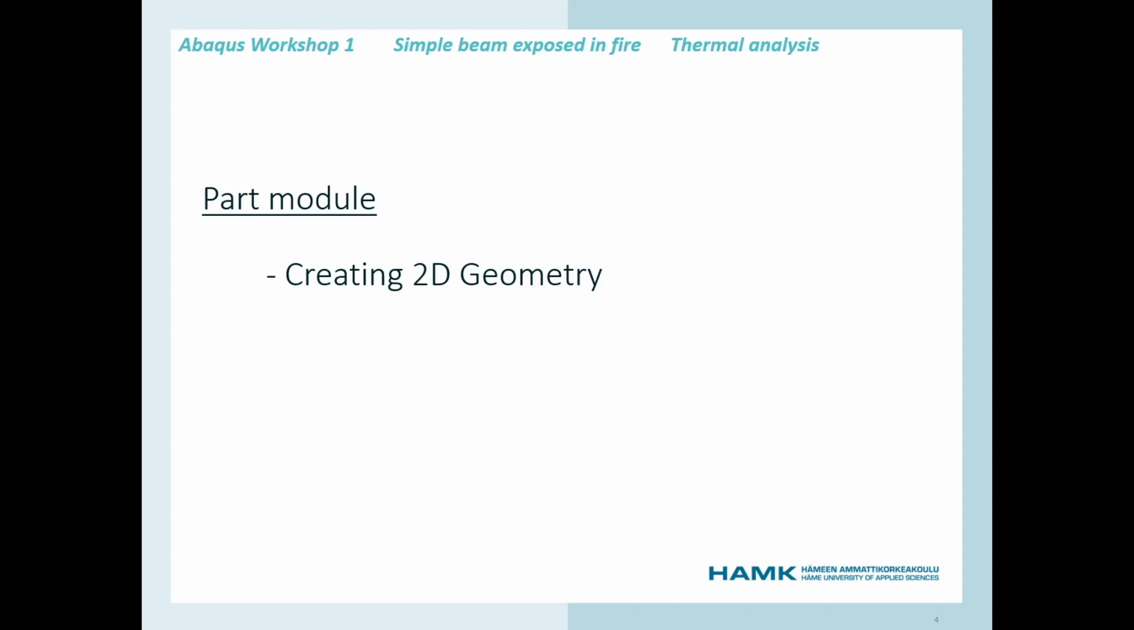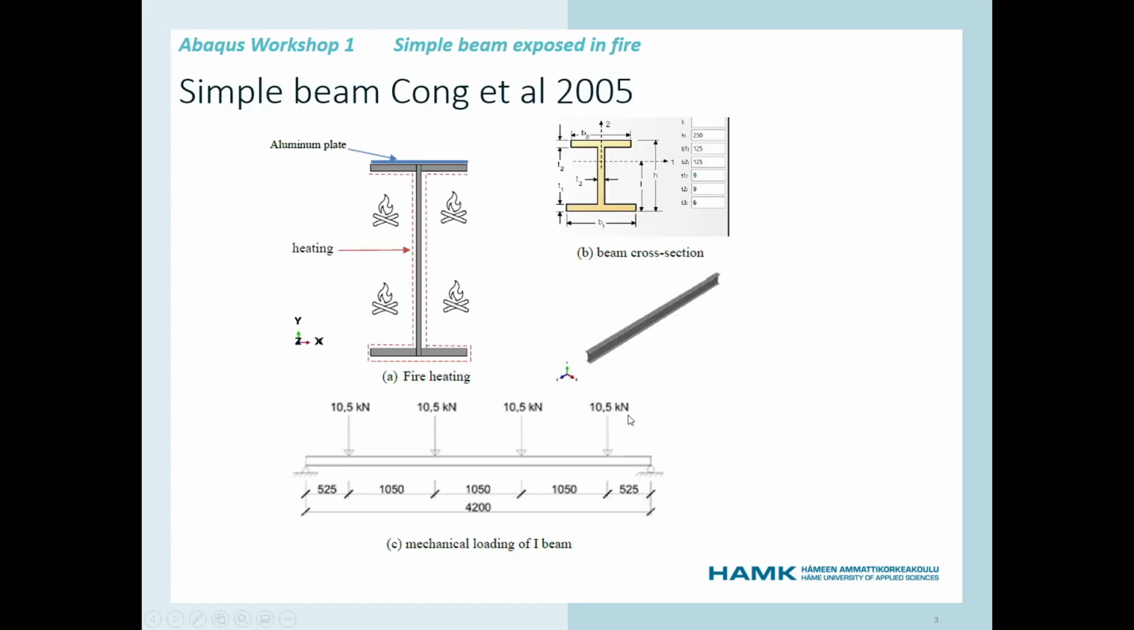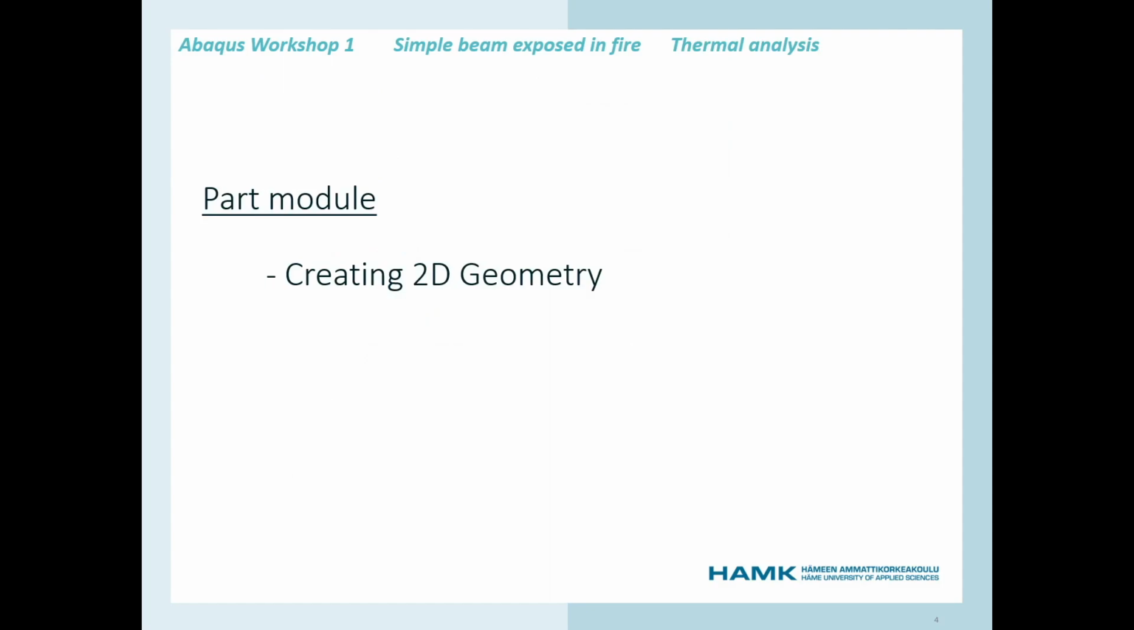So at first we model the part from the part module, then property, assembly, step, interactions, loads, and mesh definitions, and then we check that everything is okay, and then we run the job. Before creating the 2D cross section for this problem, only the 2D cross section of the beam is modeled for a 2D heat transfer problem, and for that we go to the part module in Abaqus.